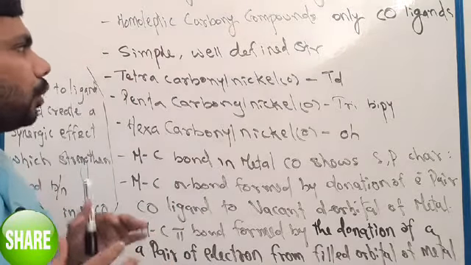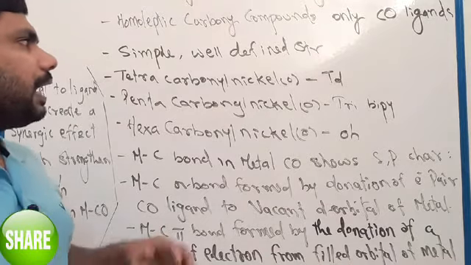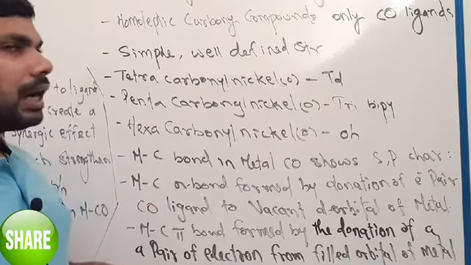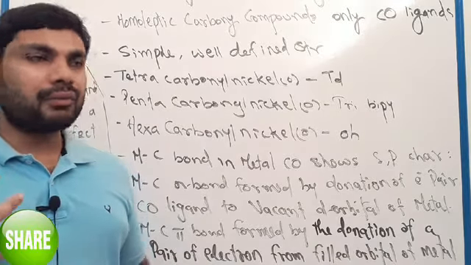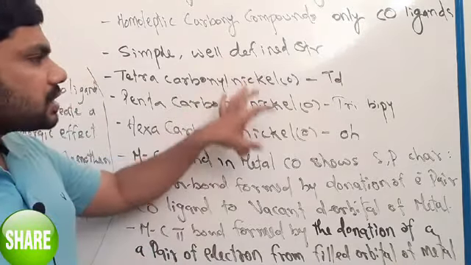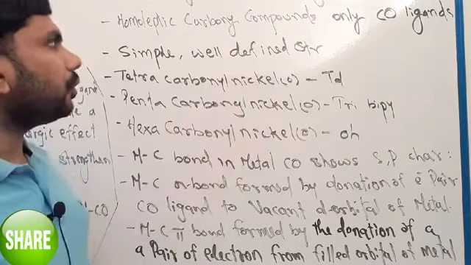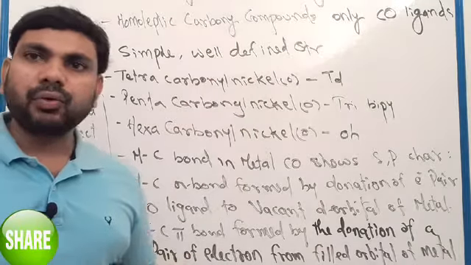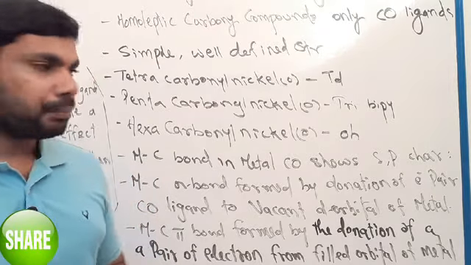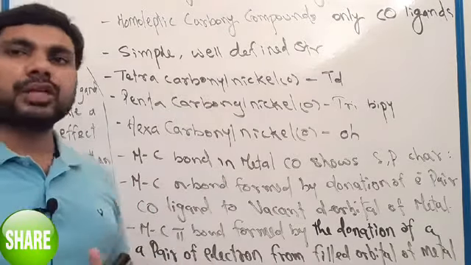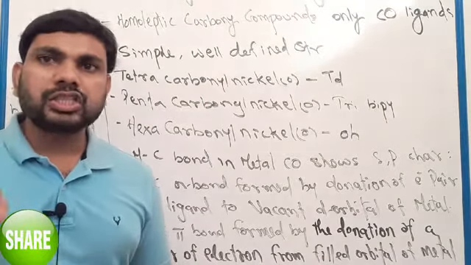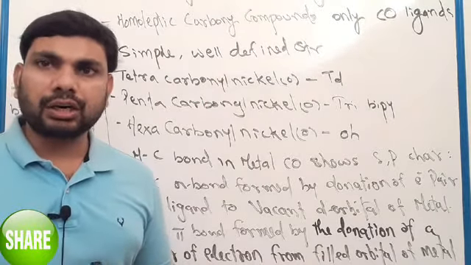This type of homoleptic carbonyl compound has a well defined structure and these are simple compounds. These are different examples of metal carbonyl. So here we discussed metal carbonyl. You can see here the different structures of metal carbonyl.